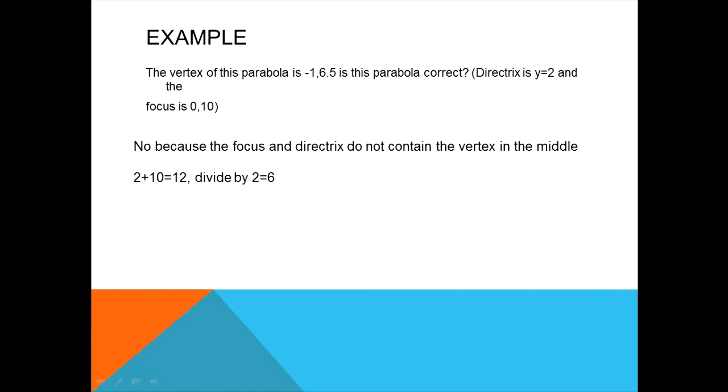Here's the answer. No, because the focus and directrix do not contain the vertex in the middle. 2 plus 10 equals 12, obviously, and we're getting this from the directrix 2 and the focus 10. And then you have to divide by 2, which equals 6. And our vertex clearly states that its y coordinate is 6.5, not 6. So no.